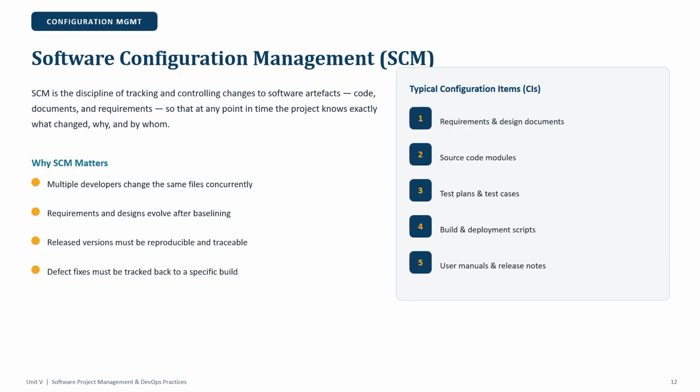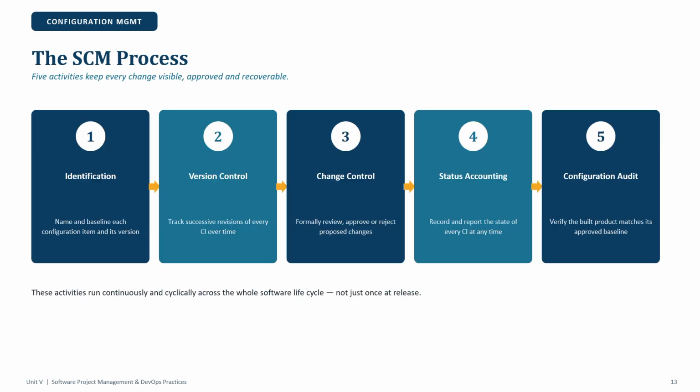Why SCM matters? Multiple developers change the same files concurrently. Defect fixes must be tracked back to a specific build. Third, a released version must be reproducible and traceable. Requirements and design evolve after baseline. Now the process of SCM: first is identification, then version control, then change control, then status accounting, then configuration audit.